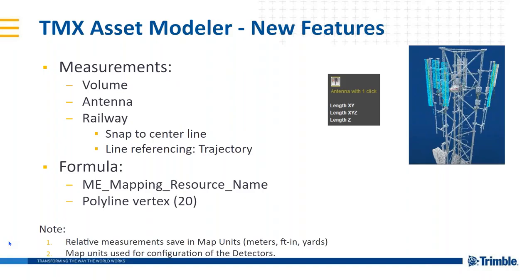And in addition to that, we have a new set of formulas that can save the coordinates of the vertices of a polyline, and you can save up to 20 of them, in X, Y, and Z. So it could be very handy if you're interested in saving the coordinates of the vertices as an attribute.